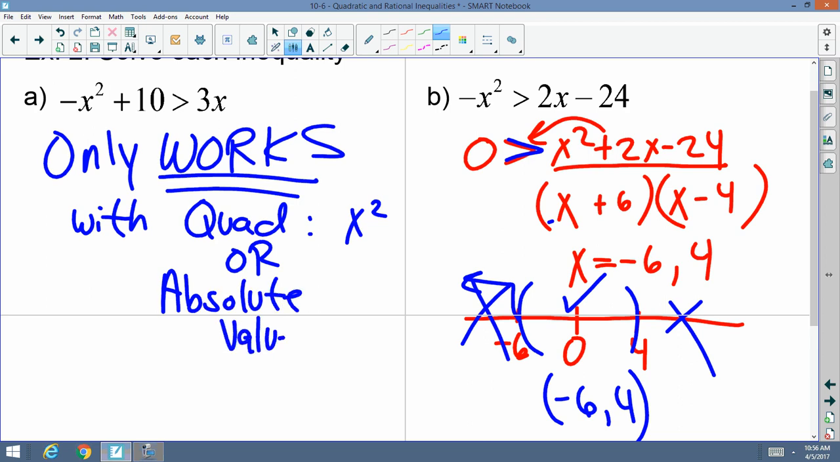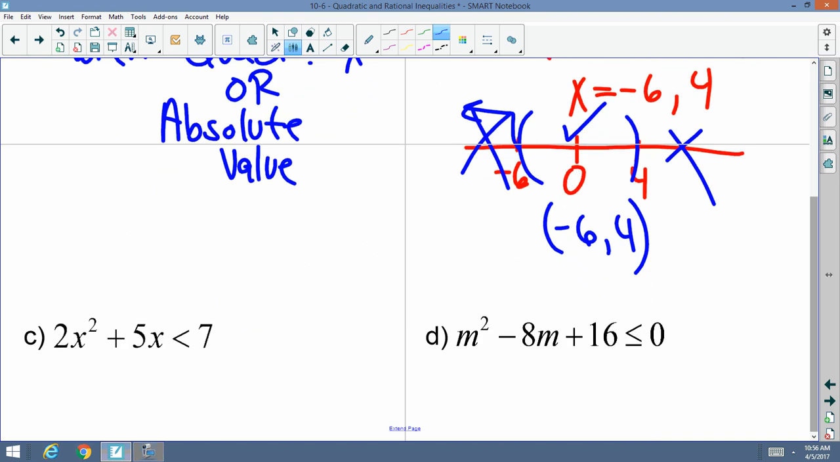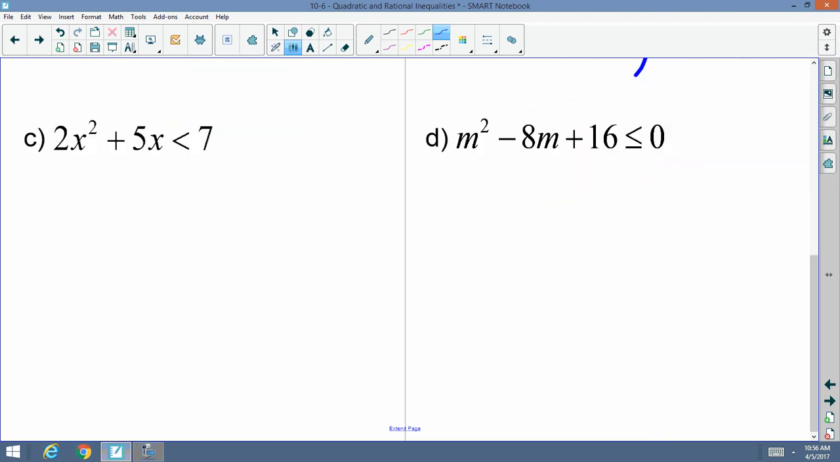Whenever you have an absolute value or quadratic inequality, the greater than and less than always works 100% of the time. I got 2x squared plus 5x is less than 7, so I have 2x squared plus 5x minus 7 is... I want to do a greater than. Let's do this as a greater than. Change it, because they've been less than, greater than 0.